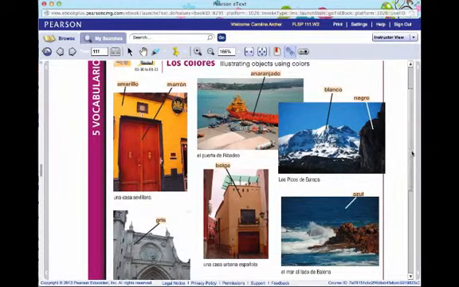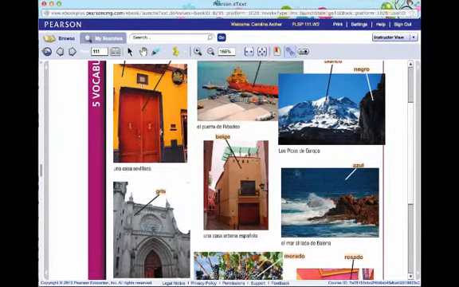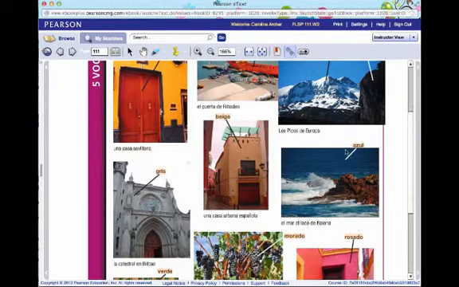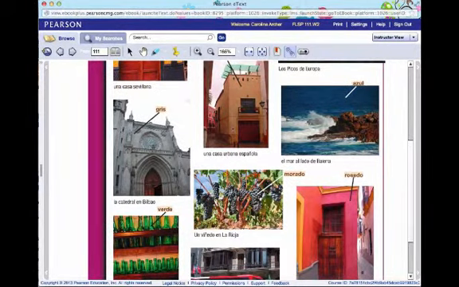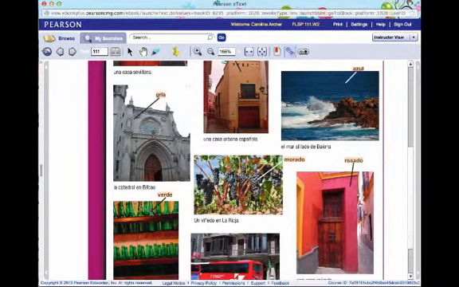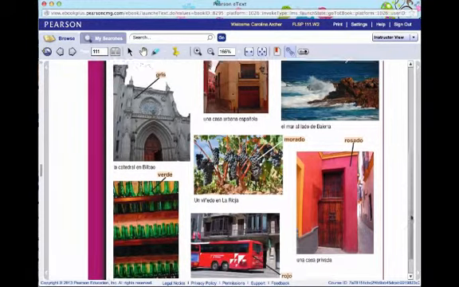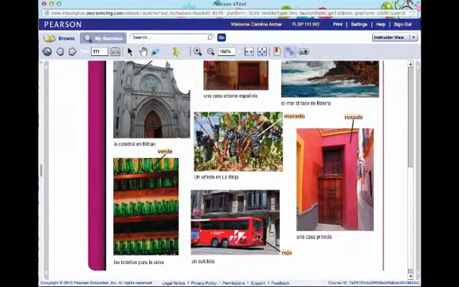Anaranjado is the color orange. Blanco is white. Negro, black. Beige is beige. Azul, blue. Gris, gray. Rosado, pink. Morado, can't really see the color there, but it's purple. Verde, green. Y rojo, red.